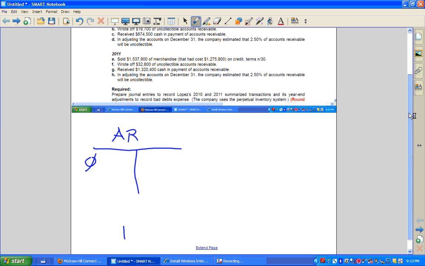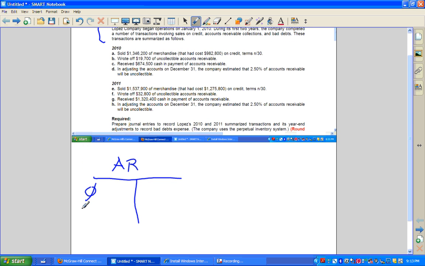Early on, they sell 1,346,200, so we're going to put that in here. There's our 1.34 million. Okay, they write off 19.7 in part B of uncollectible accounts receivable.